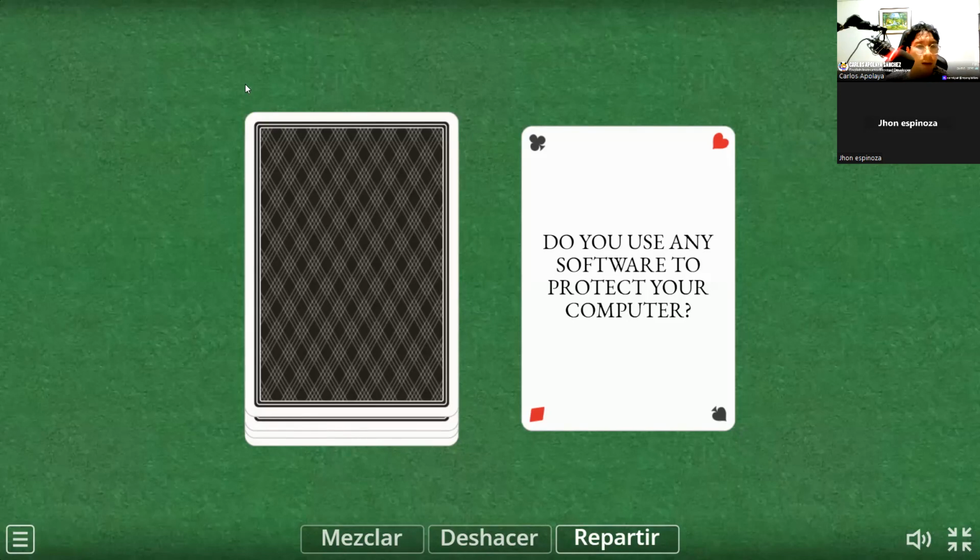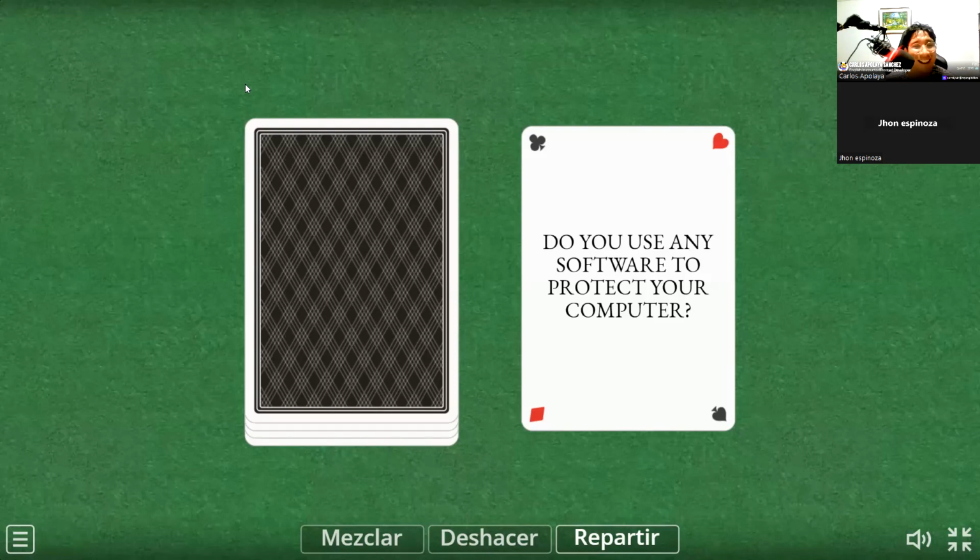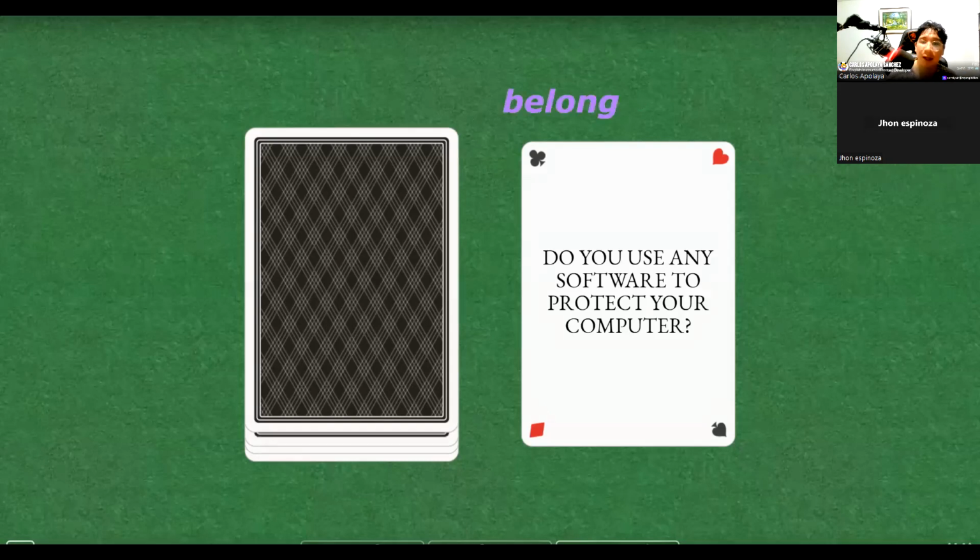The computer that I use? Pertenecer, ¿cómo es? Belong. Belong to. Muy bien. Belong to something. The computer I use belongs to the company. Ah, the company. Okay.